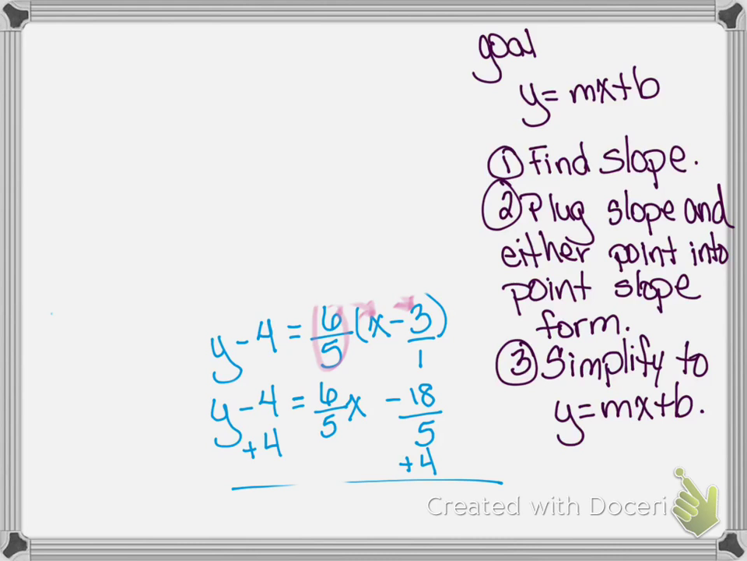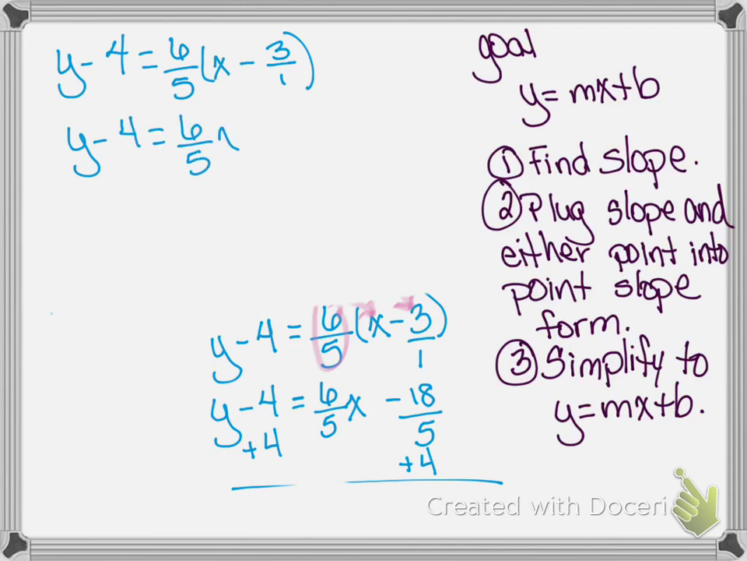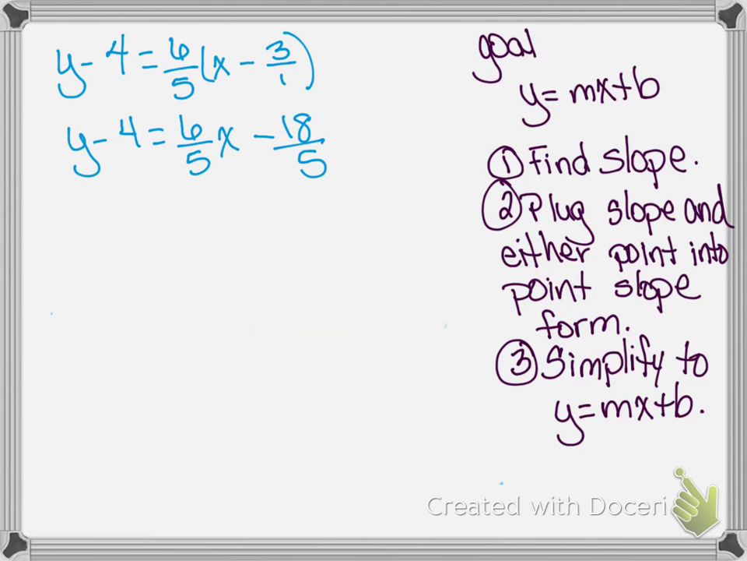So I've got y minus 4 equals 6 over 5 x minus 3 over 1. And I guess I didn't need to go that far back. y minus 4 equals 6/5 x minus 18 over 5, I'm sorry. Okay, so I got all that written down now. Now I am adding 4 to both sides.